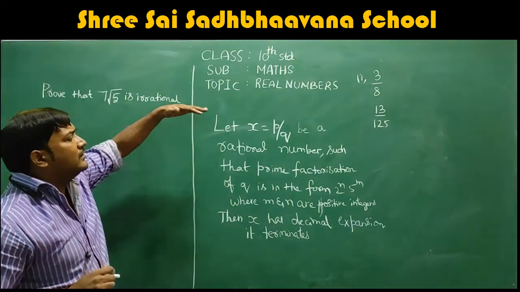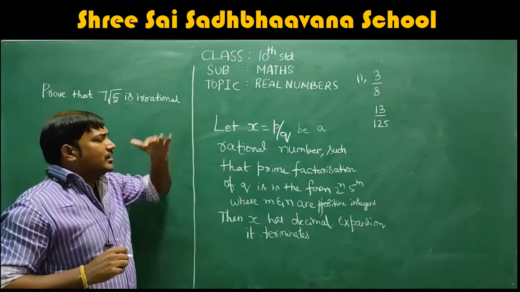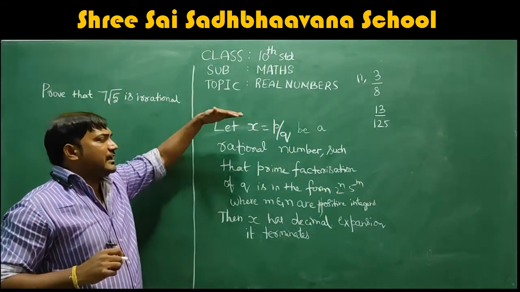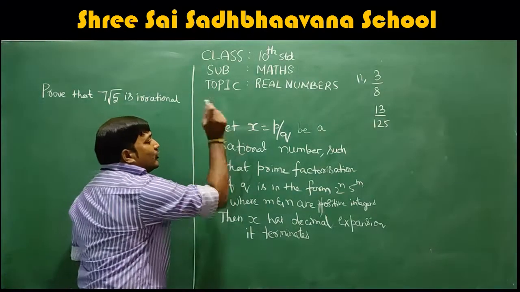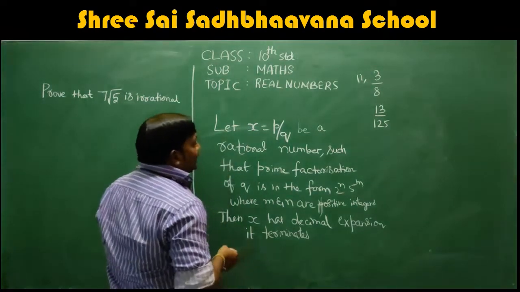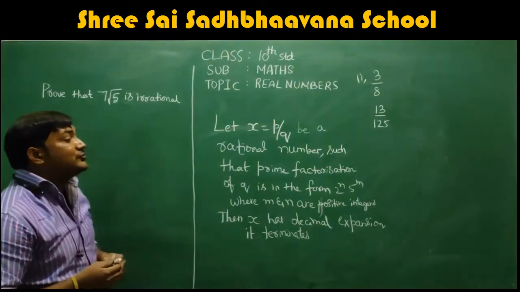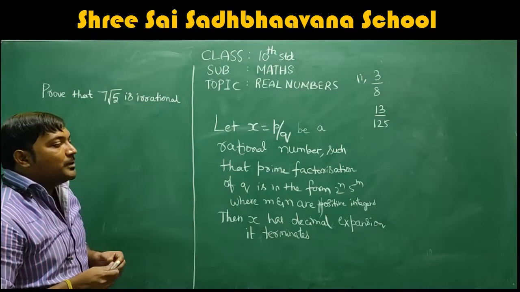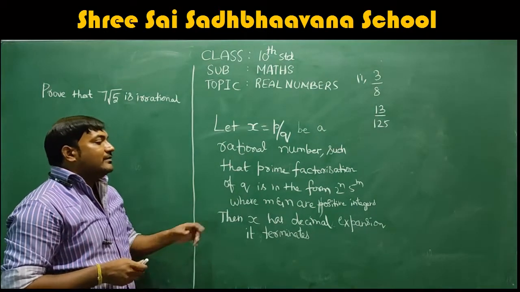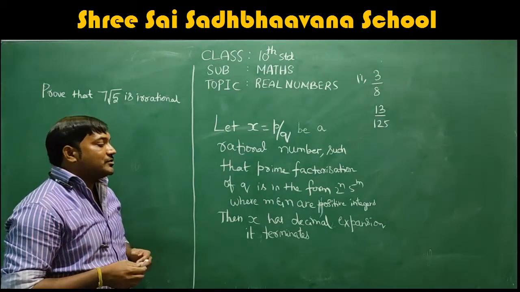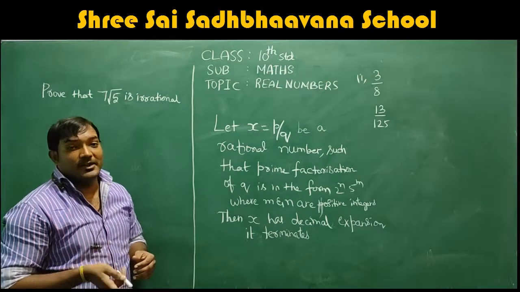For example, if you have a decimal number which is a rational number, a number in the form of p by q, let x equal p by q be a rational number such that the prime factorization of q is in the form 2 power n into 5 power m, where m and n are positive integers, then x has a decimal expansion which terminates.